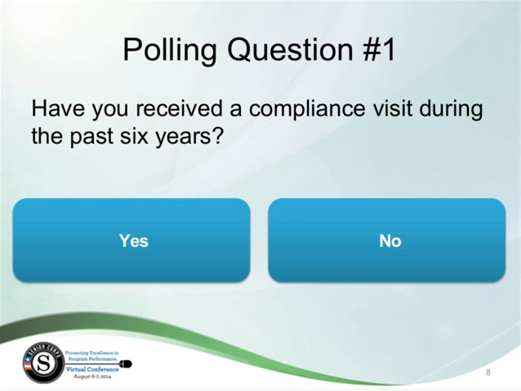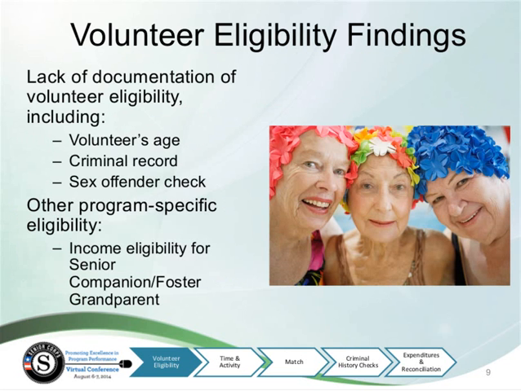But for all experience, which is great. So now we'll move on to volunteer eligibility findings. We're getting into the first section. As you can see, the little bar down the bottom has volunteer eligibility lit up there.